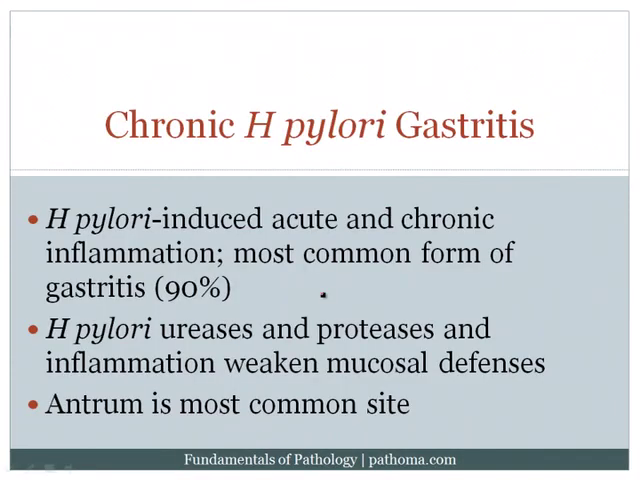The second type of chronic gastritis is chronic H. pylori gastritis, and this represents the vast majority of chronic gastritis, about 90% of cases. Of course, it's due to H. pylori. The H. pylori bug induces acute and chronic inflammation, which then results in gastritis. The reason why H. pylori can induce acute and chronic inflammation is because it produces ureases and proteases, which then result in inflammation and weakening of the mucosal defenses.